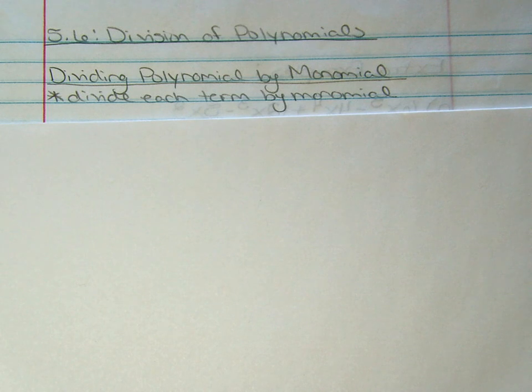Okie dokie. 5.6 is all about how we're going to divide our polynomials. There's very few actual steps to be written out for these. I will give you a minor gist of what's going to happen, and then we're going to do a bunch of examples so that you can see.